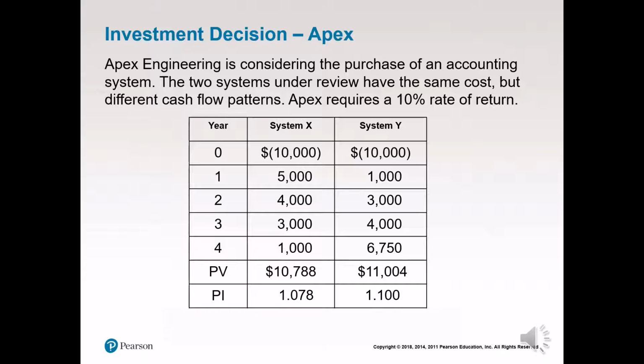I should say 1 or above, because we want a project that at least has enough present value to cover the initial cash outlay. For System Y, we would take $11,004 divided by 10,000. This profitability index is 1.1. Again, it's over 1, so that would be a good indication. And if it was our policy to do so, we could compare these profitability indices and identify System Y as a larger number.